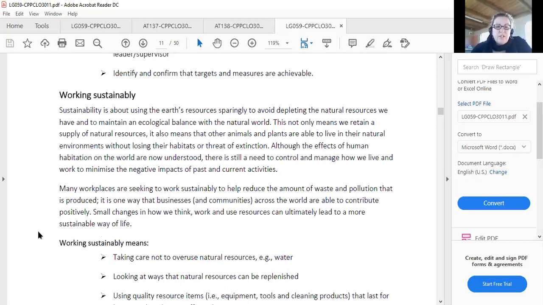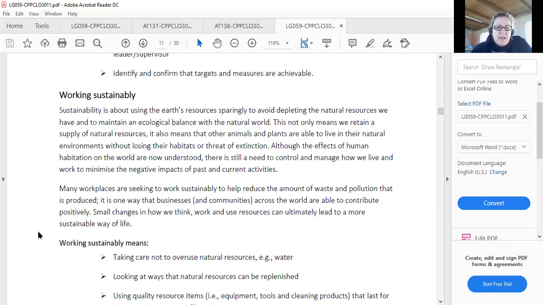Sustainability is about using the Earth's resources sparingly to avoid depleting the natural resources we have and maintain an ecological balance within the natural world. This not only means we retain supply of natural resources, it also means that other animals and plants are able to live in their natural environment without losing their habitats or threat of extinction.